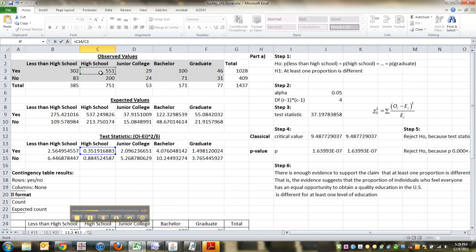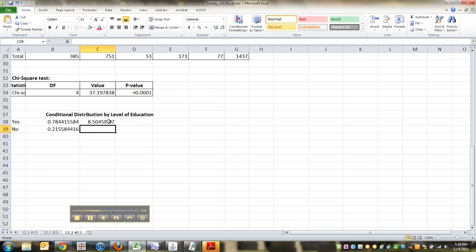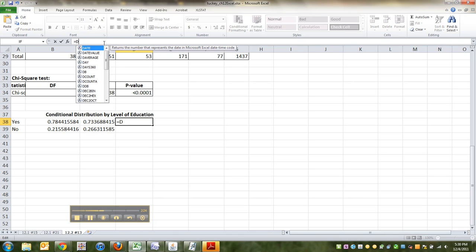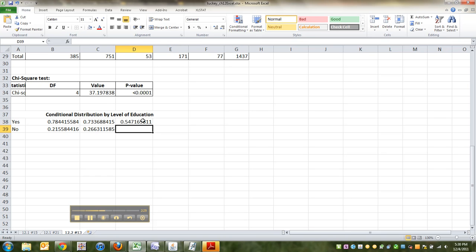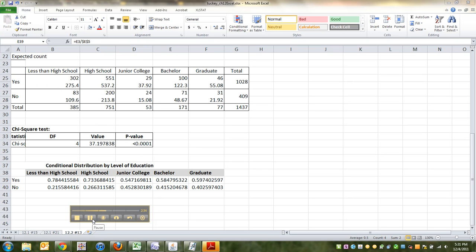It's 551 divided by 751. That C14 thing I don't need. And so on. And I can pull that down. Oops, that's right. It had to be, hold on one second. There we go. I had to fix that. So it's C3 divided by C5. And then I'm going to do equals D3 divided by D5. I mean, it's the same values, right? And so on. Hold on 1 second. There we go.